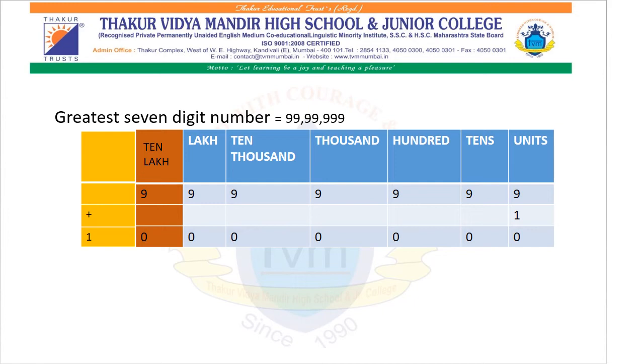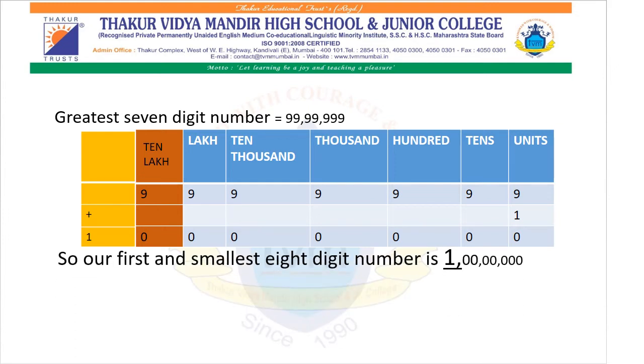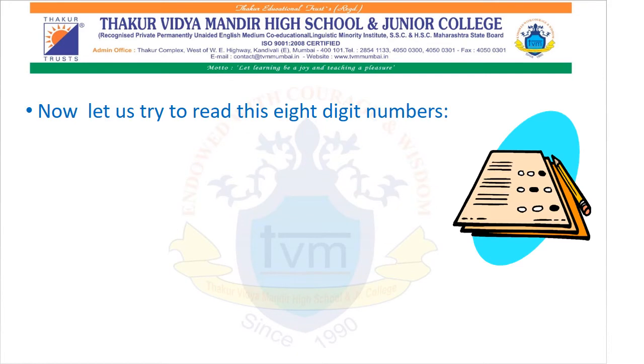But what is the place of this 8th digit? I got my first and smallest 8 digit number like this. So what is the name of this 8th place? The name of this place is Crore. So this is my first 8 digit number, with the place name Crore. Now we'll try to read these 8 digit numbers.